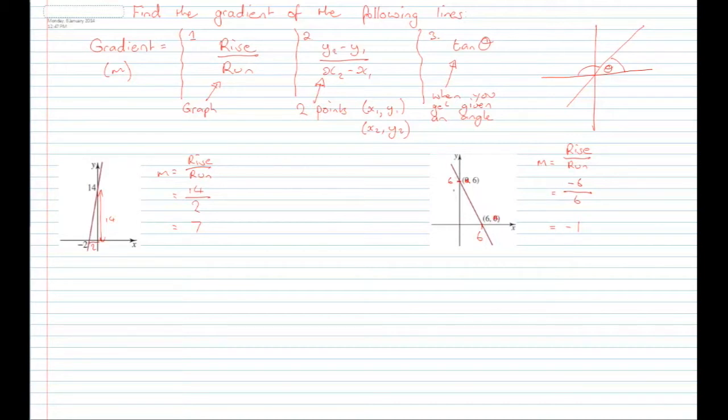Alright, so let's have a look at this for a second. We know that this value here is 6. That means that from here to here we have 6 units. We also know that from the origin to here is 6 units.